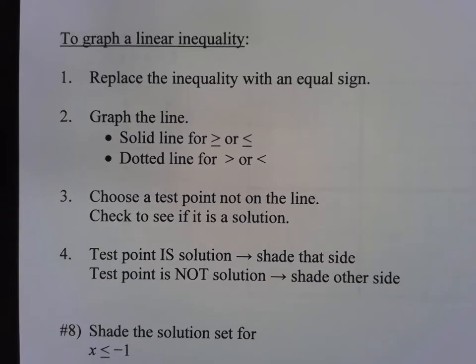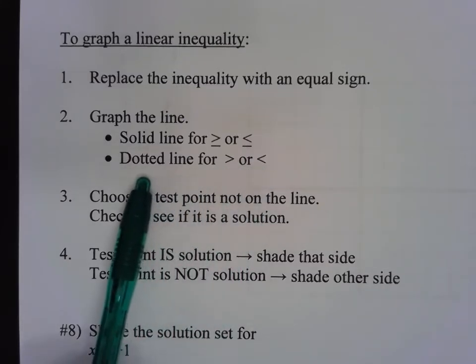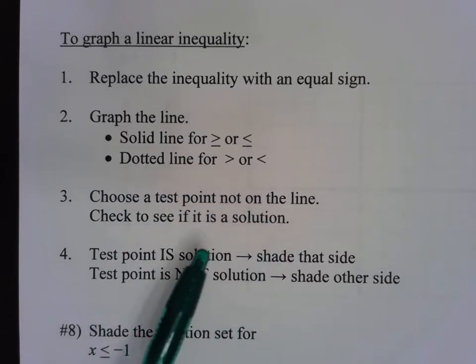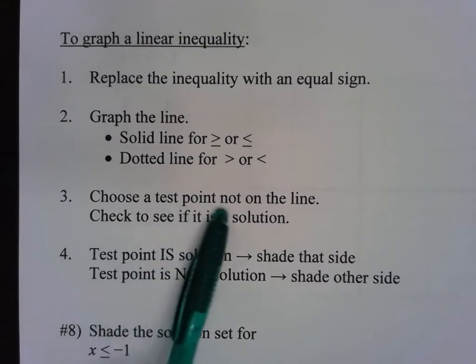If I started with a greater than or equal to or a less than or equal to, I'm going to graph it as a solid line. If I started with a greater than or a less than, then I'm going to graph it as a dotted line. So that's the boundary. I'm going to graph the boundary line. Then I need to do some shading, but I need to test to see which side of the line I should shade. So I'm going to choose a test point.